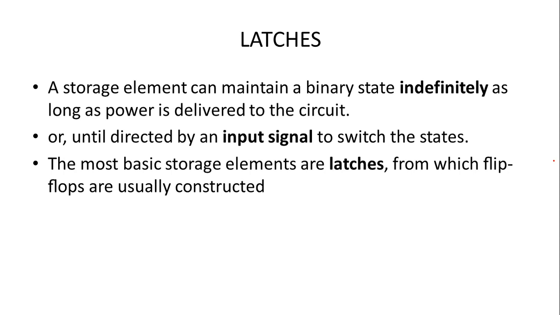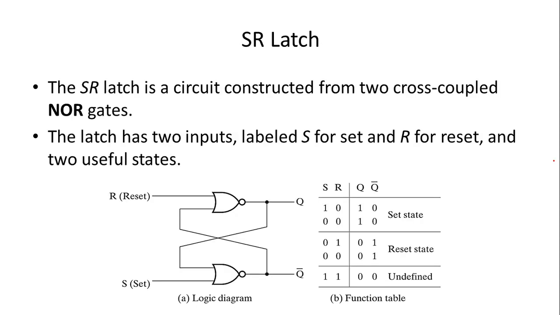So in this lecture, we will discuss the basic types of latches. The first and most important one is the SR latch. SR means set, reset: S for set and R for reset. Set means 1 and reset means 0. So if a latch is set, the main output is 1. If it is in the reset state, the output is 0.